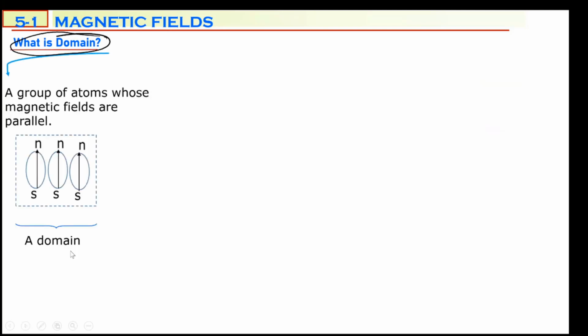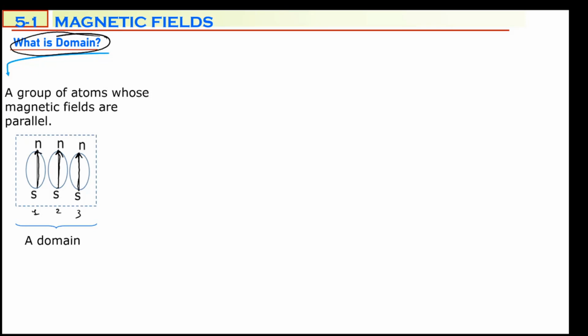Now a new definition: domain. I will define a domain for you. What is a domain? There are, as I said, billions of atoms inside this material. Groups of atoms whose magnetic fields are parallel are called a domain. So I draw here a model. I draw 3 atoms, of course not just 3 atoms inside the material. As you see, their magnetic fields are parallel. So this is called a domain.